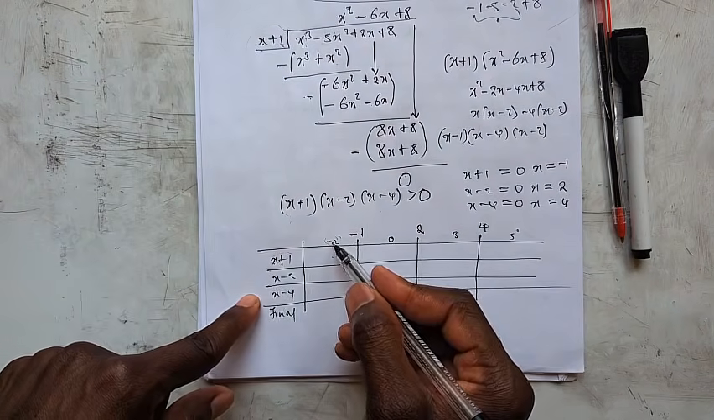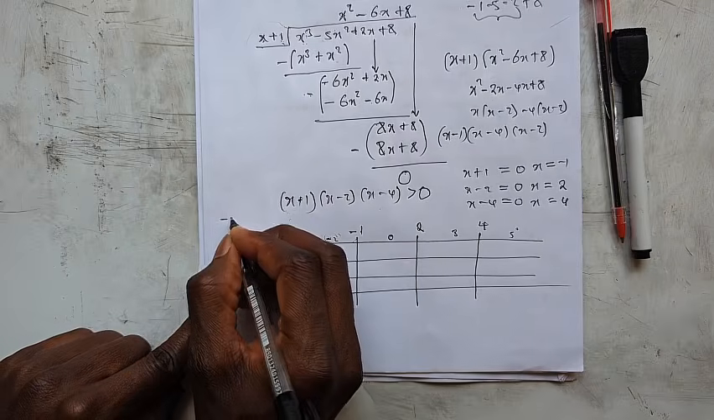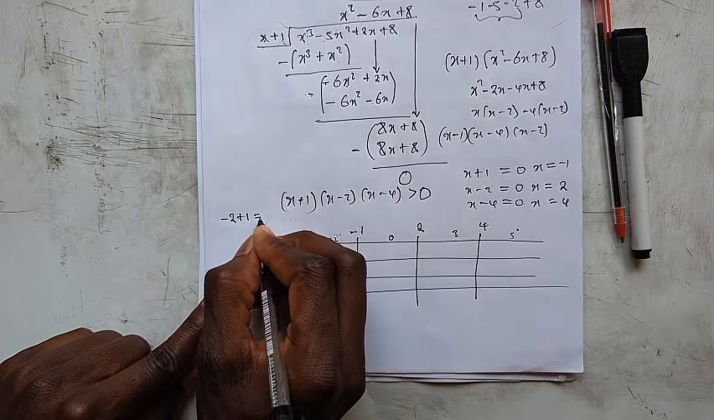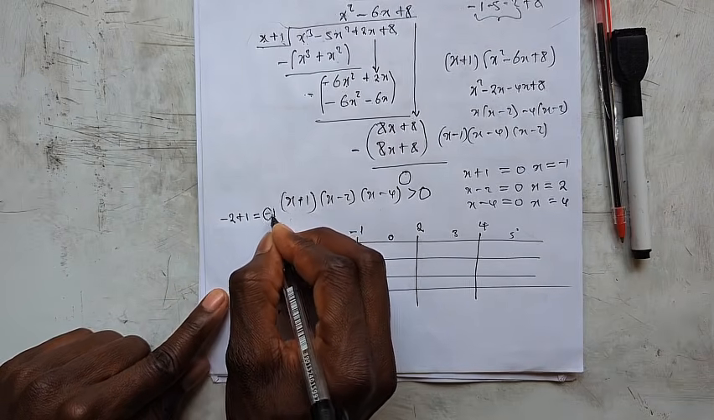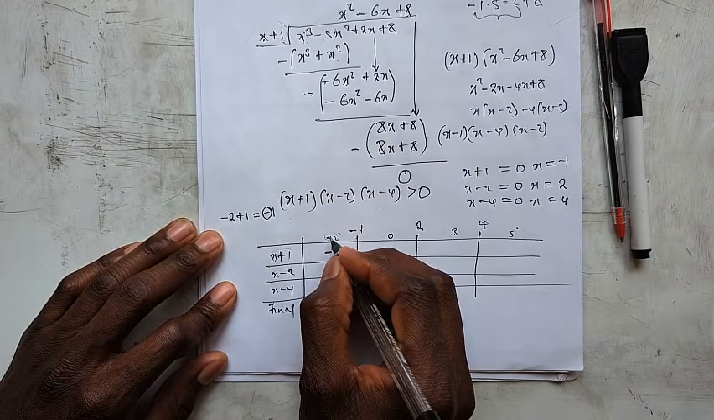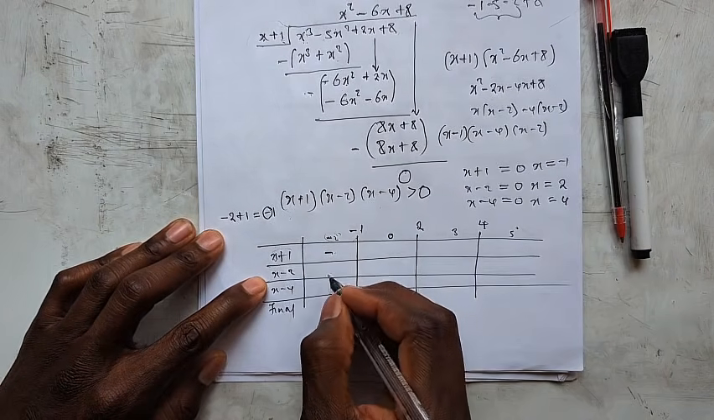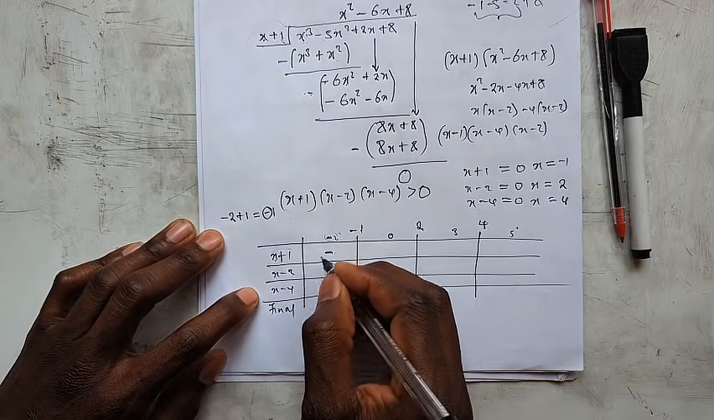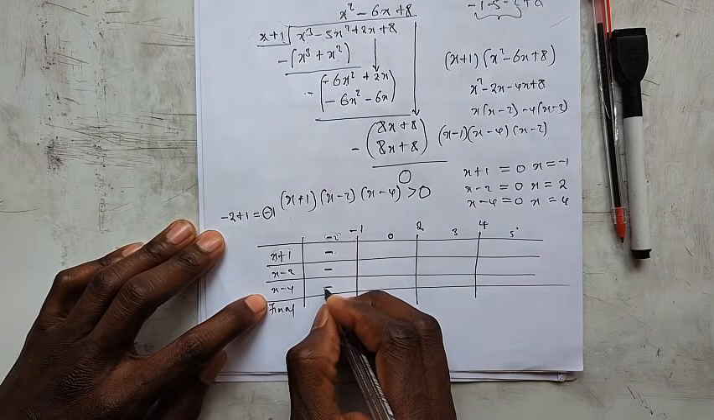So for instance, if we say negative 2 here, it will be negative 2 plus 1. This is going to be negative 1. Just write a sign of that same number on this part, negative. So when you put a negative here, it will be negative 4. I'll write negative. When you put negative there, it will be negative 6. I'll write negative.